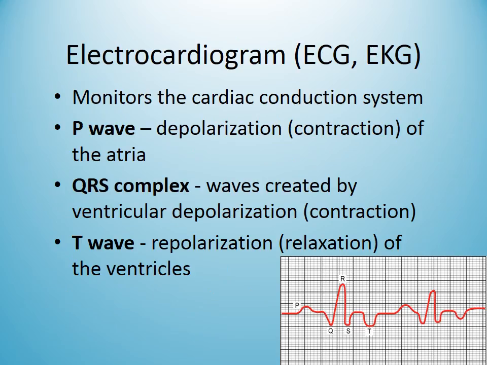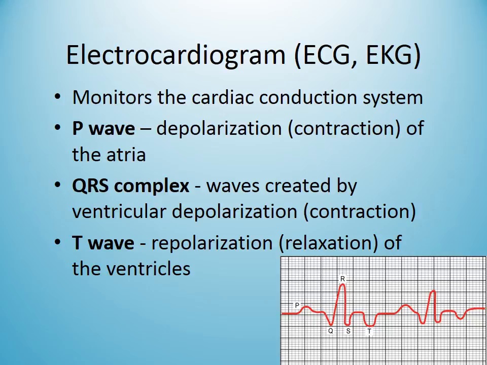Okay. So going back to the electricity of the heart, let's talk about ECGs, electrocardiograms, or it could be called an EKG. This monitors the cardiac conduction system. So remember, the cardiac conduction system was the electricity going through the heart from the SA node to the AV node, down the bundle of His, and up the Purkinje fibers. That's what the ECG monitors.